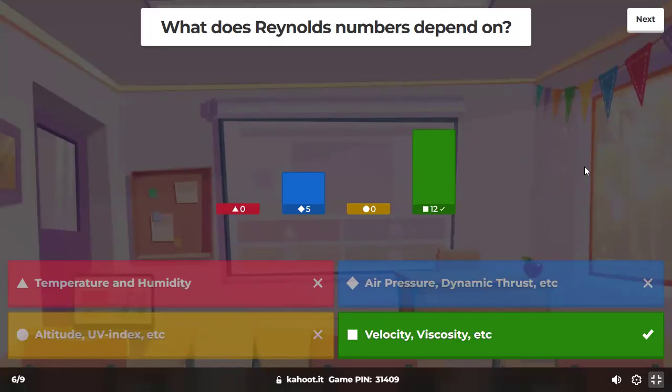So Reynolds numbers, I've written it down here. It's the air density times the chord length of what you're testing, times the velocity, divided by fluid viscosity.